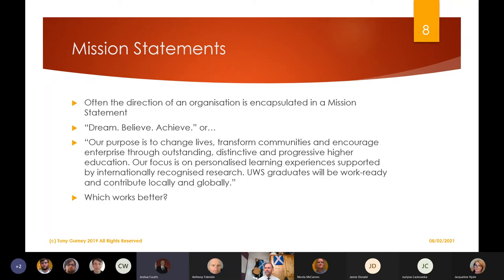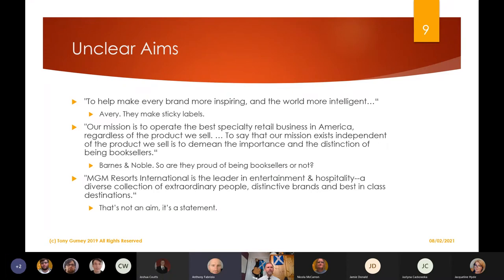Making a simple mission statement, but one that represents what it is you want to do, it's actually quite hard. So to help make every brand more inspiring and the world more intelligent is the mission statement for Avery. And if you come across them, they make sticky labels. I mean, you know, God love them, 10 out of 10 for trying, but I've never been inspired by a sticky label in my life.